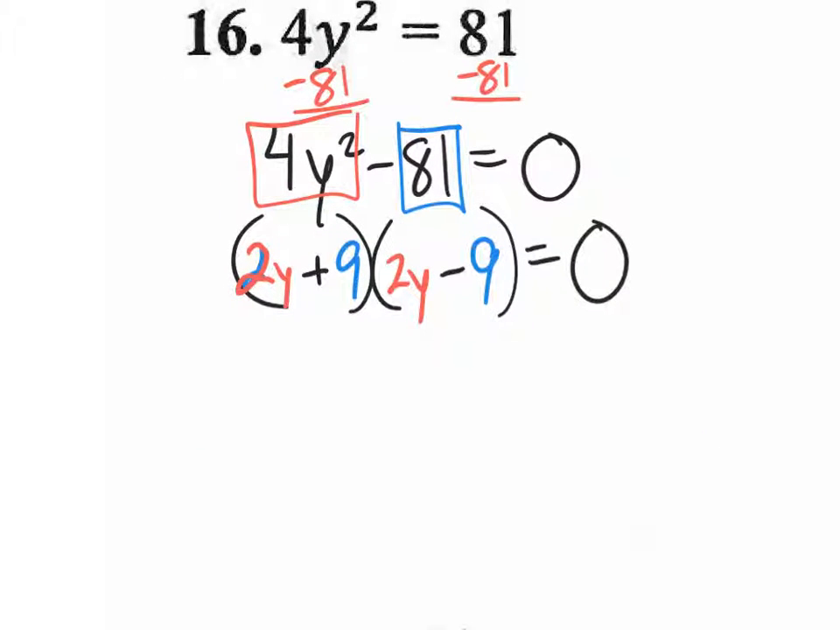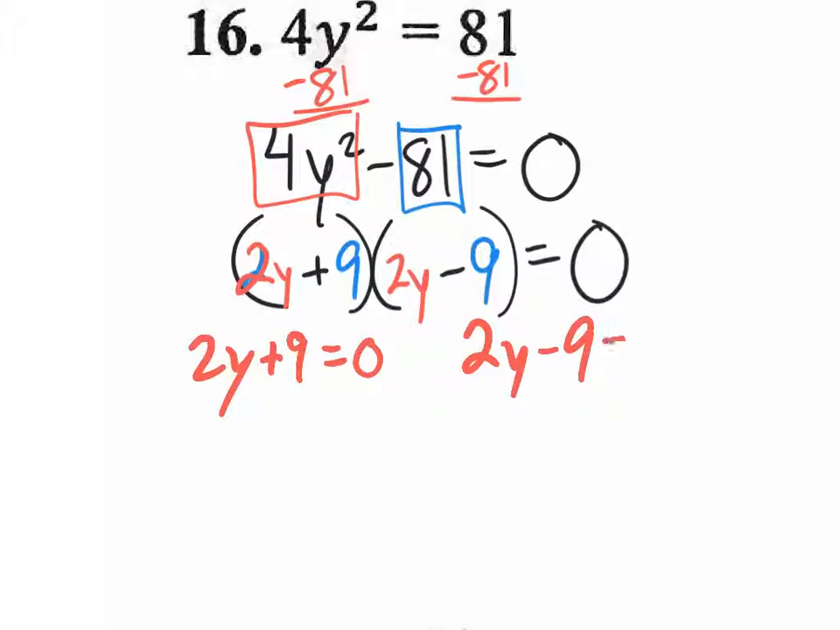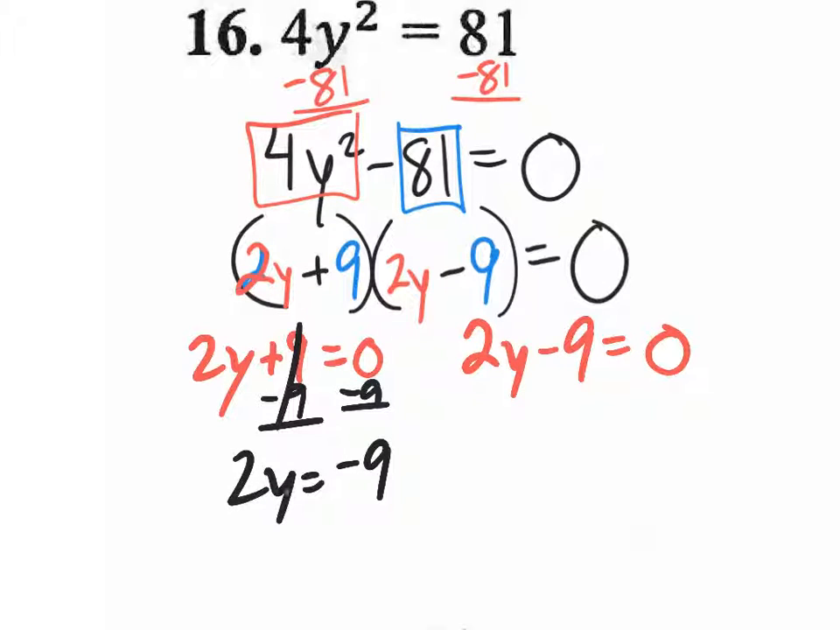Ladies and gentlemen, we're almost done. All we have to do is split the equation to create 2 simpler equations. So the 2y plus 9, that could be 0. And the 2y minus 9, that could also be 0. So if I solve one by subtracting 9, I'll get 2y equals negative 9. And if I divide by 2 and divide by 2, y equals negative 9 halves.